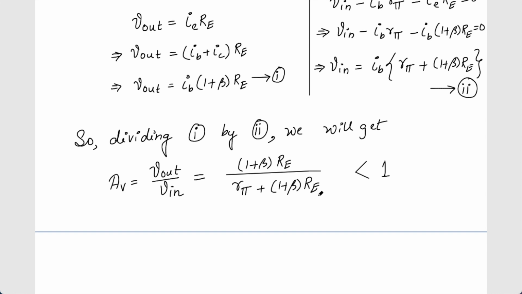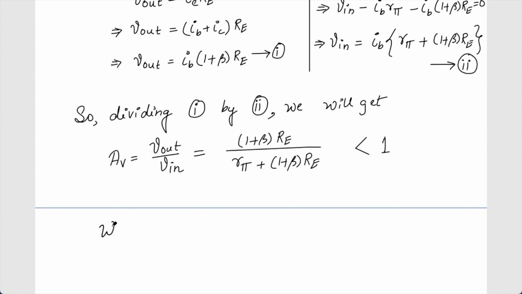But note that we are coming again across this term, R pi plus (1 plus beta) into RE, and we have discussed in the previous lecture that if I consider beta maybe 300 and RE maybe just 1 kilo ohm, 2 kilo ohms maybe, then this whole term is going to dominate R pi, because R pi may be at max a few tens of kilo ohms. If RE is 1 kilo ohm and beta is 300, the total is 300 kilo ohms, and this is just 10 kilo ohms, so it is more than 10 times higher.